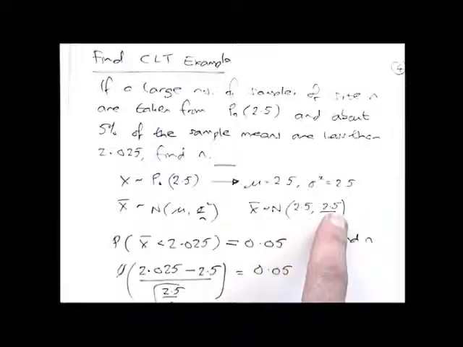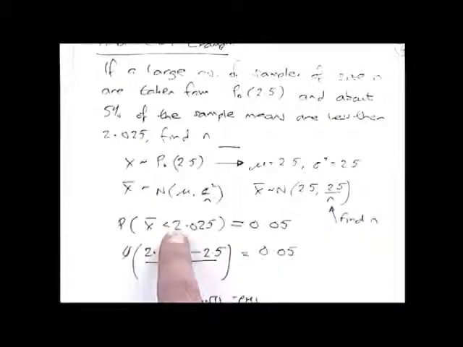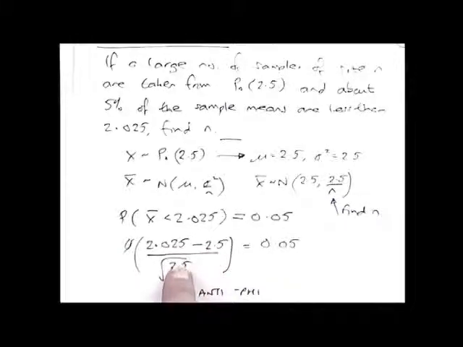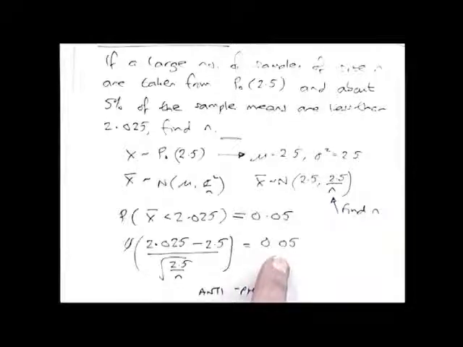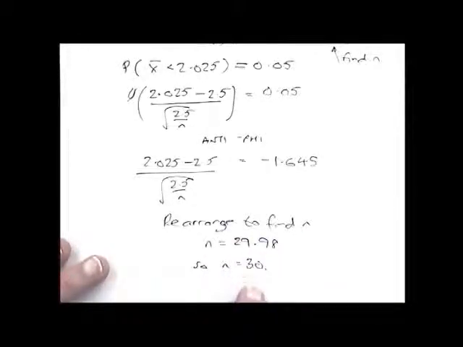That's our mu, that's a sigma squared over n, which we're going to find out. The sentence in the question gave us this probability statement here. It's less than, which is good. So we go for phi of our x value minus our mean over our standard deviation equals our probability. Anti-phi both sides there. This comes to negative, because it's on the left, 1.645. Rearrange that, you get a value for n. It's got to be a whole number, so we just conclude finally for that one that n will be equal to 30.